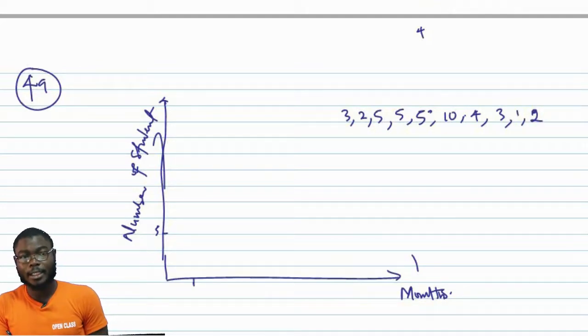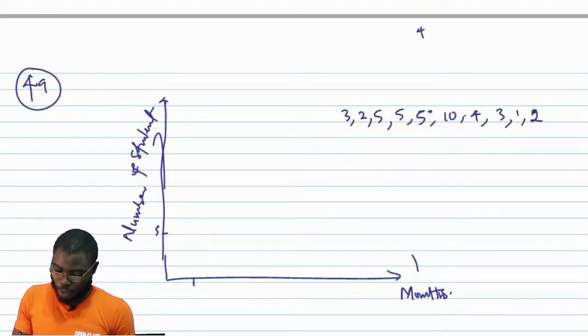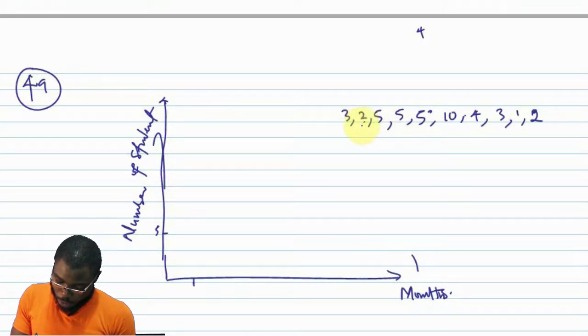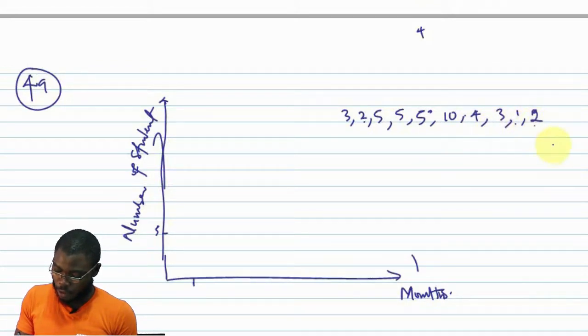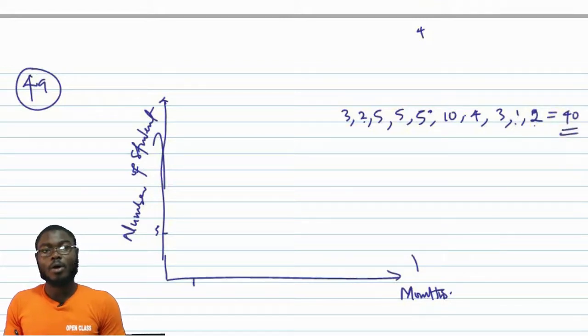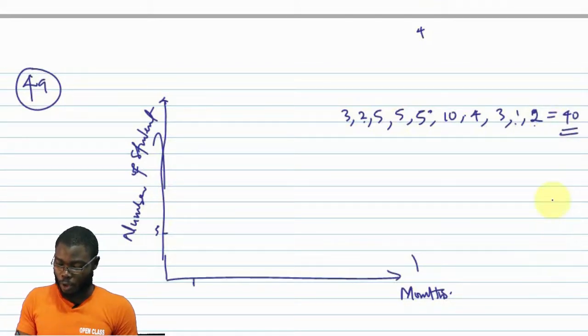So these are the number of students. All you need to do is just sum it up. So you sum this up, you have 5, 3 plus 2 is 5, 5 plus 5 is 10, 15, 20, 30, 34, 37, 38, 40. So all the students are 40 in number. So your option is A.